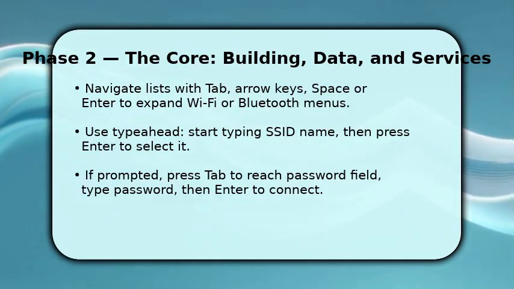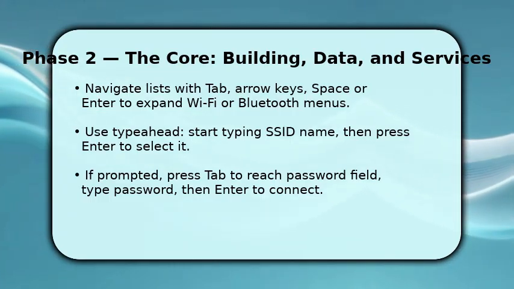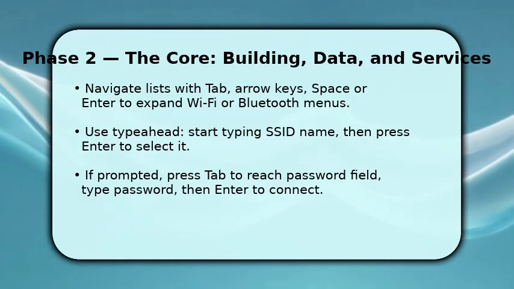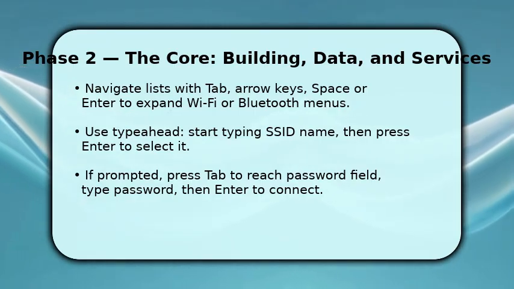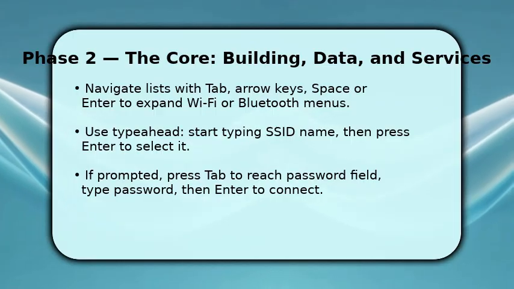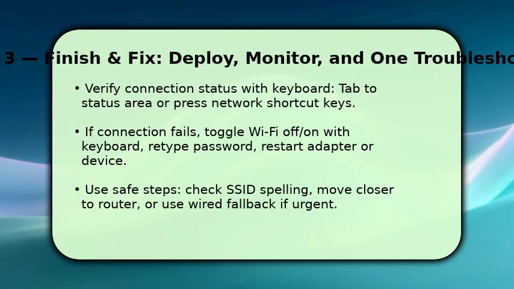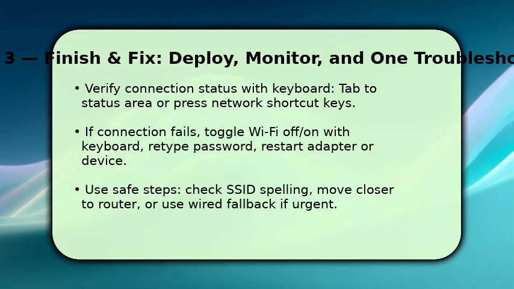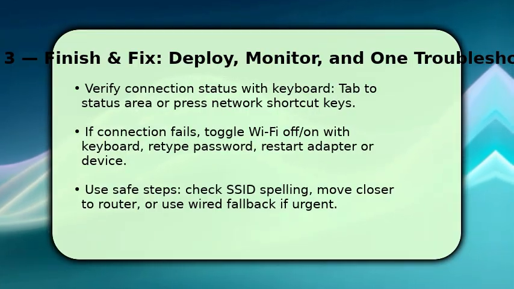After selecting the network, press tab until the password field is highlighted, then type the password accurately and press enter to submit. You do this because keyboard navigation requires precise focus control. Practice a few keystroke sequences if necessary. After submitting credentials, confirm connection status using the keyboard. Tab to the status area or press the network key sequence to view connection details.